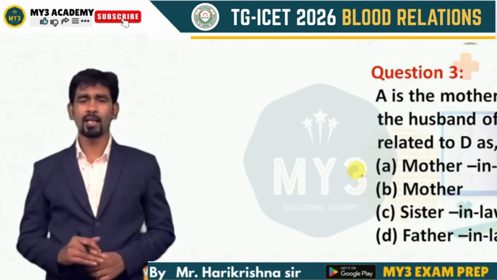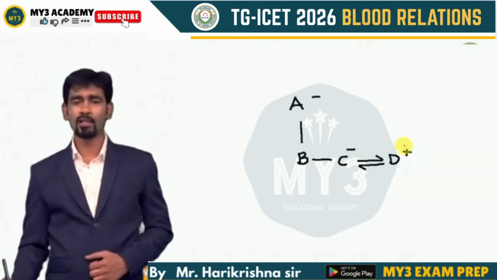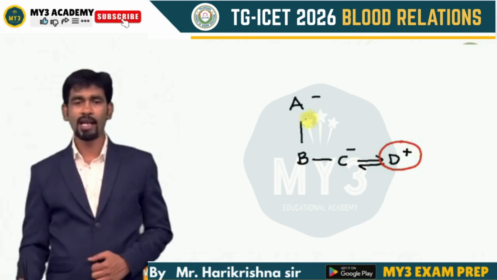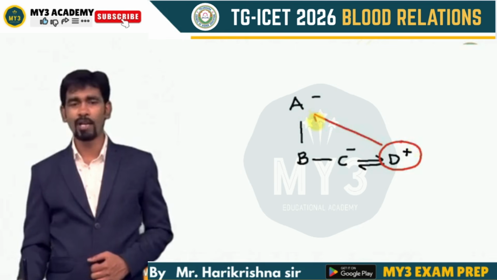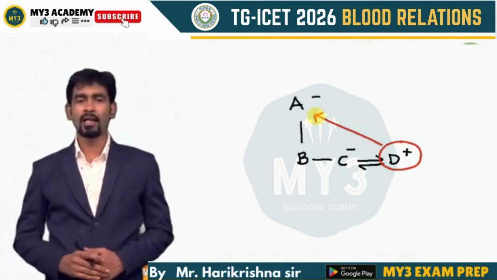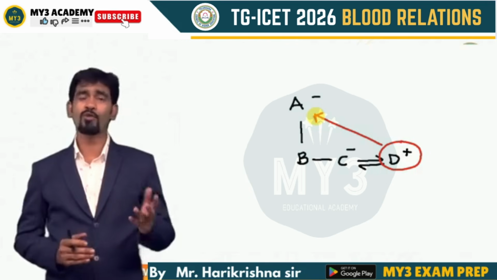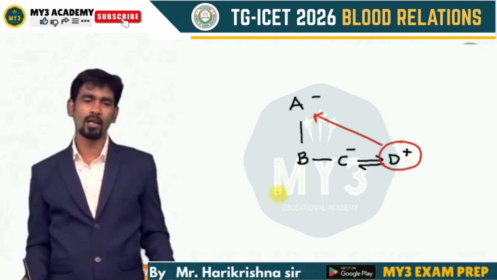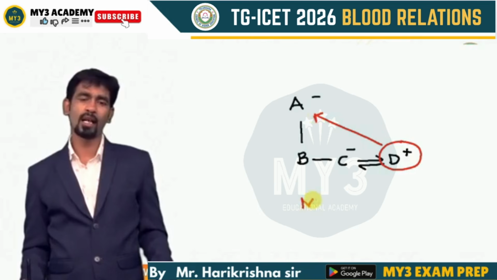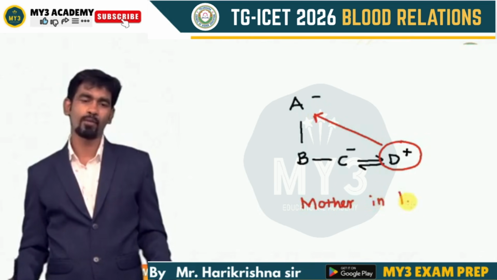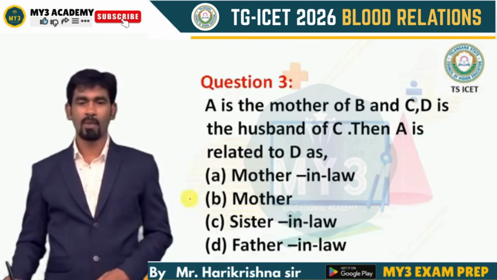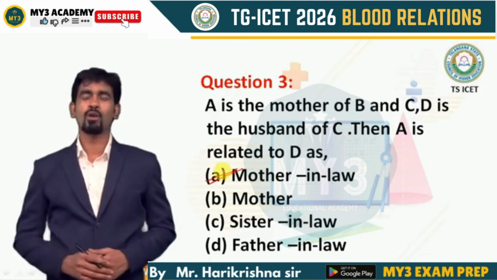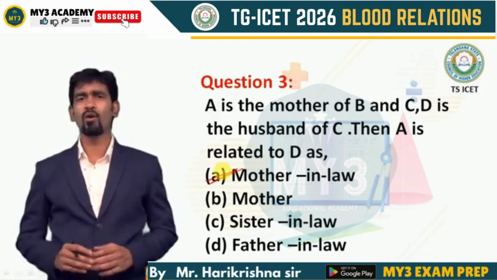Then A is related to D. What is the base? D is the base. How is A related to D is the question. You are moving up by one generation gap, and A is the mother of your wife. Wife's mother is nothing but mother-in-law. So A will act like a mother-in-law for D. You can mark your answer choice as mother-in-law, which is available as an answer. So like that you can tackle the question. I hope it is clear.